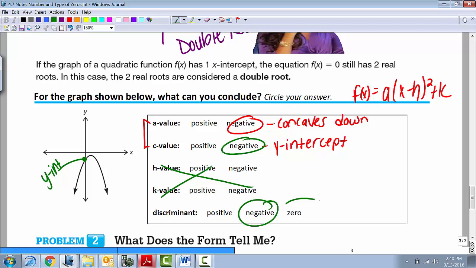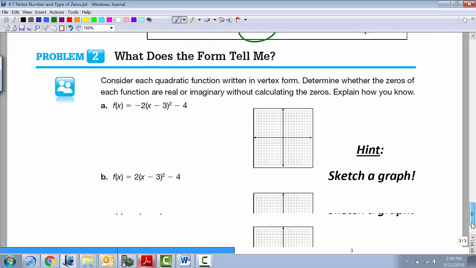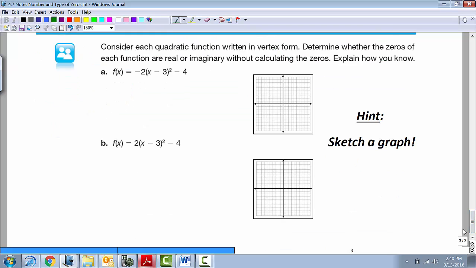So, yes, this is not crossing the x-axis. That's why the discriminant is negative. It wasn't asking if it was concaving up or down; I was asking what the discriminant was. If you go back to that chart on that one page we just talked about, it says that if it's not crossing, it's negative. Okay, let's keep going really quick. We're running a little bit behind the other classes. Let's talk about this one.